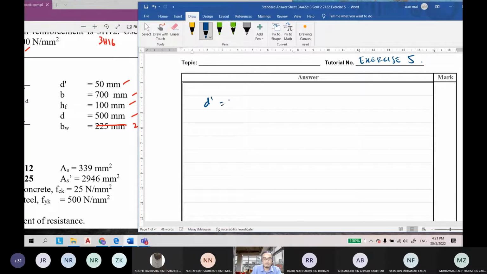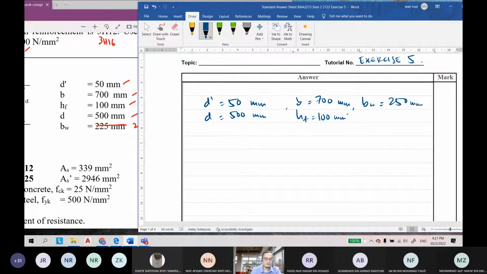Exercise 5, so this is the data. D prime is 50 mm. D is 500 mm. B is 700 mm. BW of the beam is 250 mm. I changed this value. And HF is equal to 100 mm.